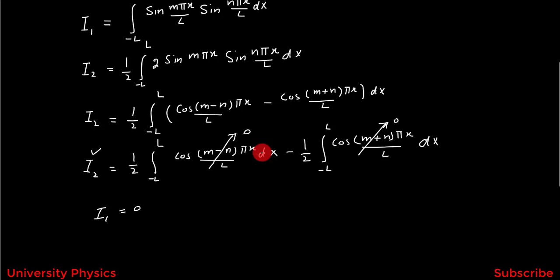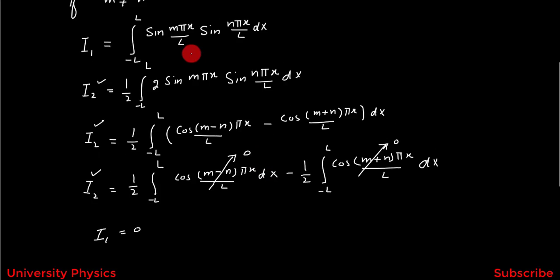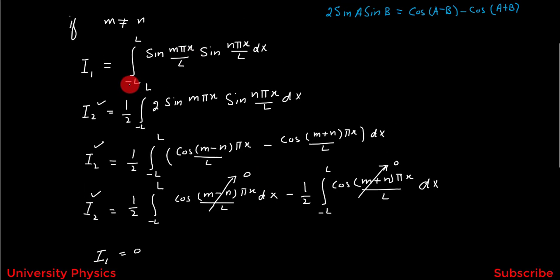Here this is I1 and this is also I1. So I1, which is equal to the integration from minus L to plus L of sine(m pi x over L) sine(n pi x over L) dx, is equal to 0. Now we have to show that the integration of sine(m pi x over L) sine(n pi x over L) dx is equal to L if m is equal to n.